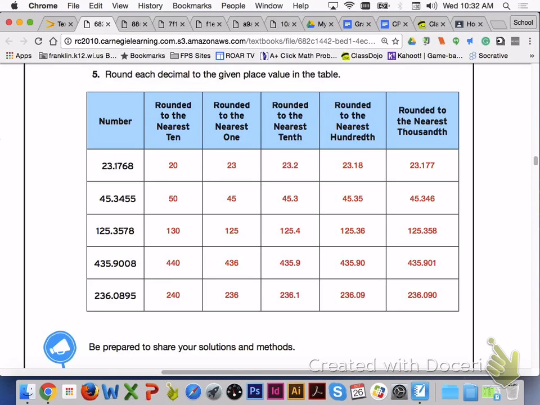Here is what your table should look like for number 5. Please check over all of your answers carefully with your group members. Please let me know if you have any questions.